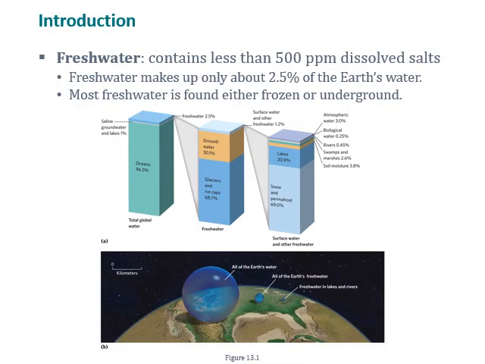Freshwater is defined as containing less than 500 parts per million dissolved salts, and it makes up only about 2.5% of Earth's water. Most freshwater is found either frozen or underground.